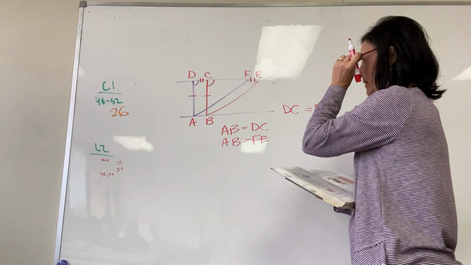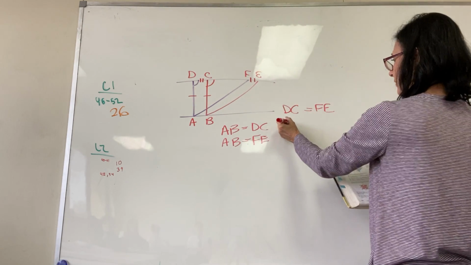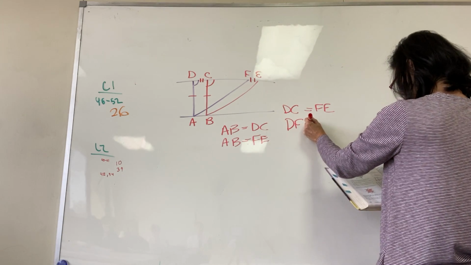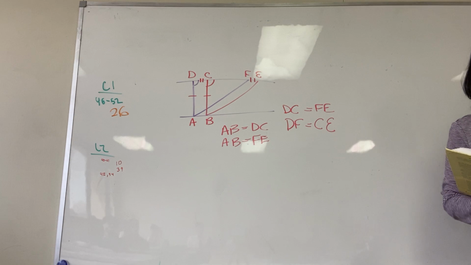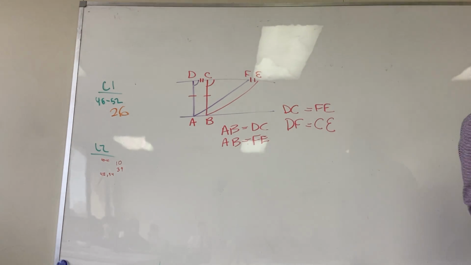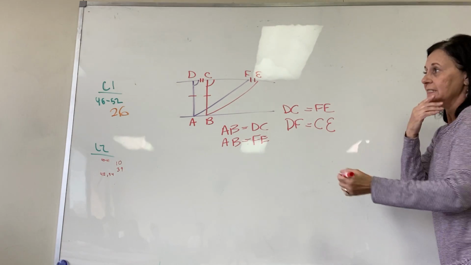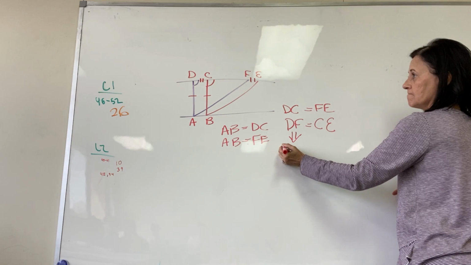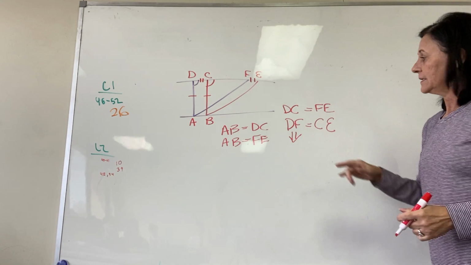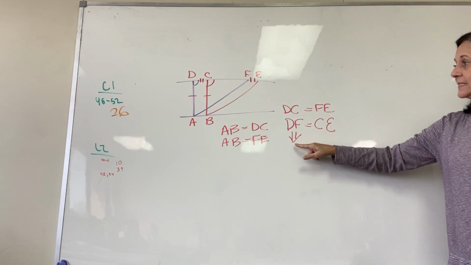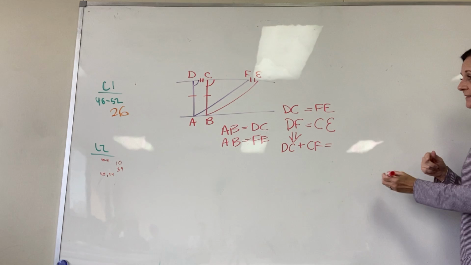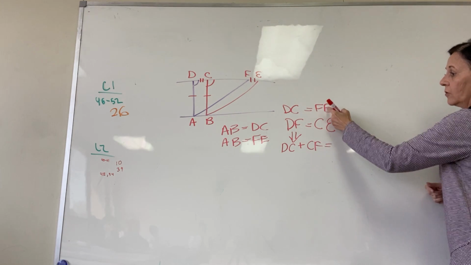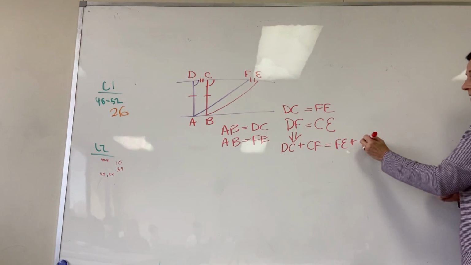Why does, this is a good one. Why does DF equal CE? Hannah? So DE equals DC plus CF. Wait, DF equals what? I think we have to use this DC. DF equals DC plus CF. And equals CF. So CE equals the FE plus CF.